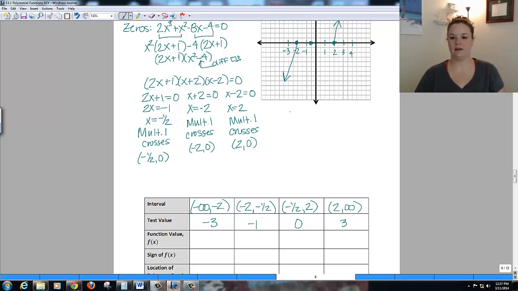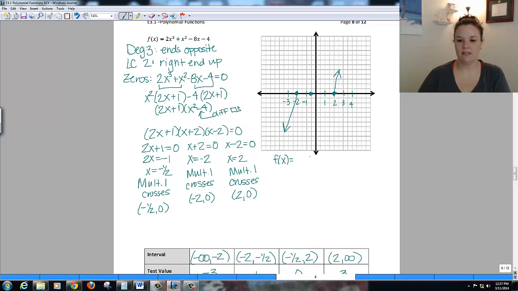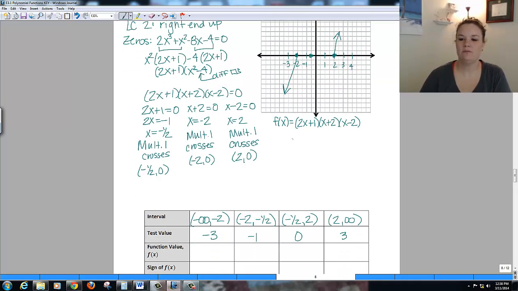If I plug in f of negative 3, and notice, if you look at your original, it is not factored. When you plug in these test values, you can plug it into the original, or you can plug it into the factored version. I like to plug it into the factored version, so I'm going to write that over here. f of x is the same as 2x plus 1 times x plus 2 times x minus 2.